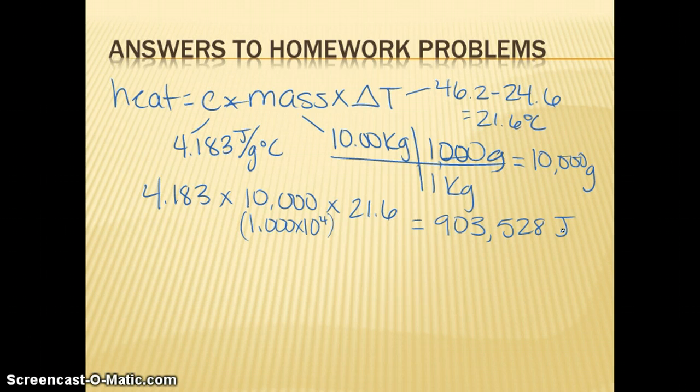And so what we're going to do is actually put that into kilojoules, because scientists, we don't like big numbers. And we also want to have a maximum of 3 significant digits because of that 21.6. So that 903 becomes 904, and then we're dividing by 1,000 to get to kilojoules, so it becomes 904 kilojoules. Okay, so that's the answer to 51D.